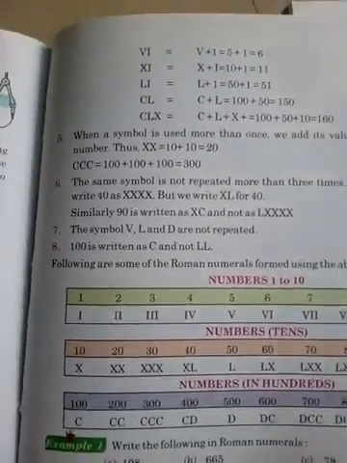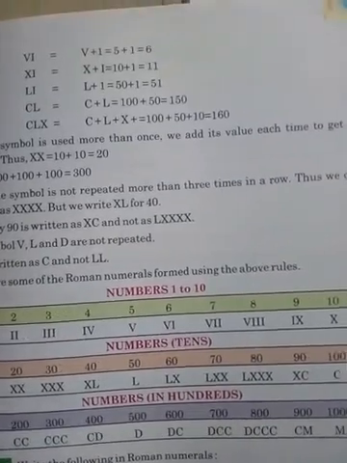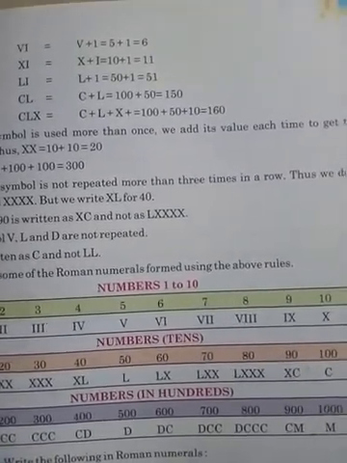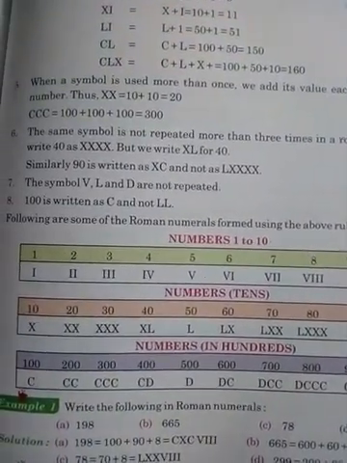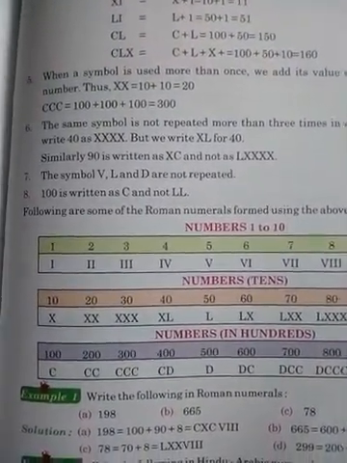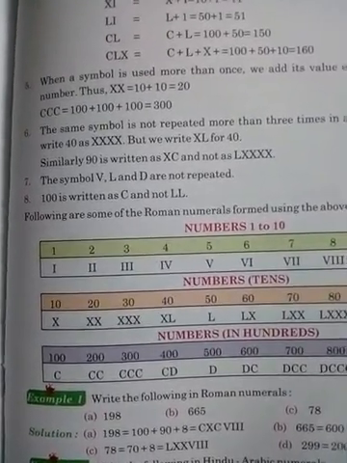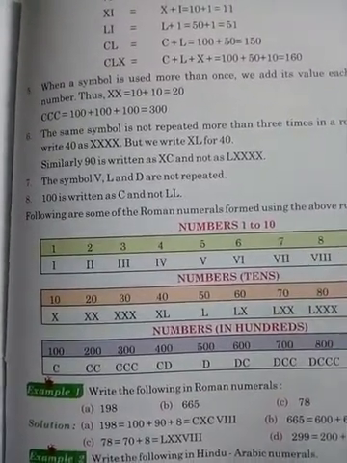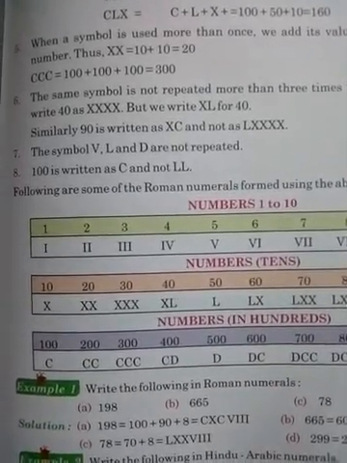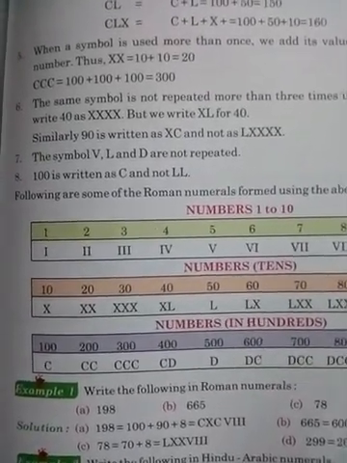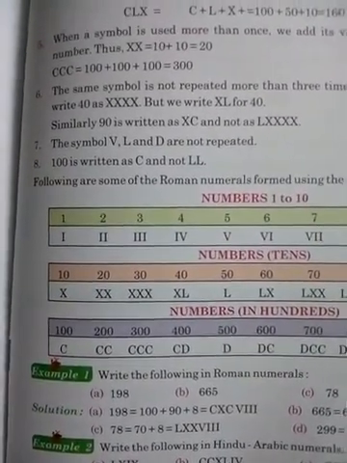Like 3: when we are writing 3, we write I 3 times. The same symbol is not repeated more than 3 times in a row. You cannot add more than 3 times. Thus we don't write 40 like that, but we write 40 as XL, meaning 50 minus 10, 40. Similarly 90 is written as XC. The symbols V, L and D are not repeated. 100 is written as C because C is already given for 100, and not double L.